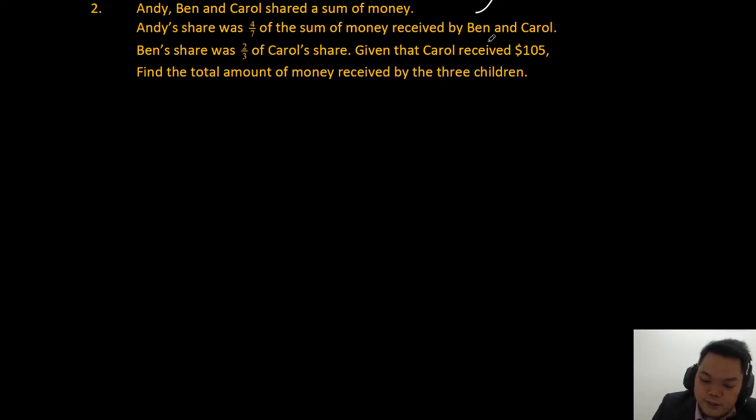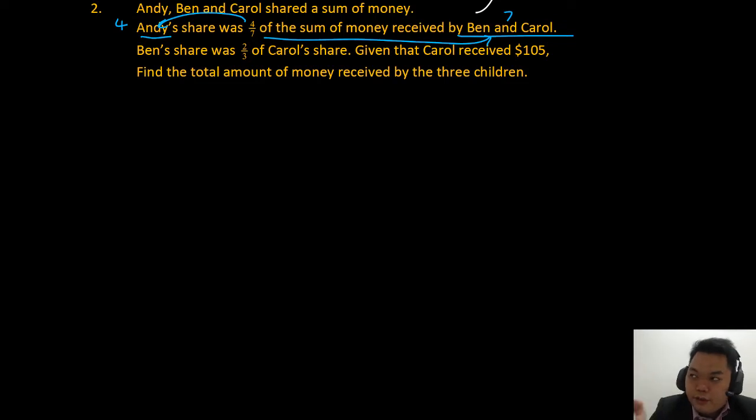of the sum of money received by Ben and Carol. So 4 goes to Andy and 7 goes to Ben and Carol. Let's define out everything first. Allocate the units. Then Ben's share was 2/3 of Carol's share. So 3 goes to Carol and 2 goes to Ben. So this is quite simple. P4 definitely can do this. It's definitely within the P4's ability.